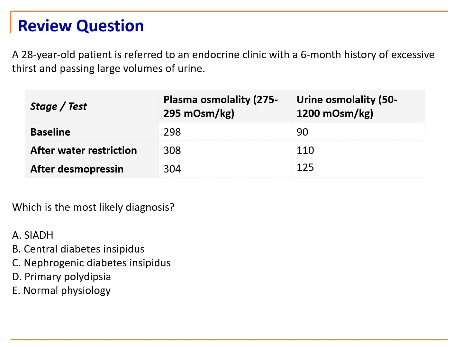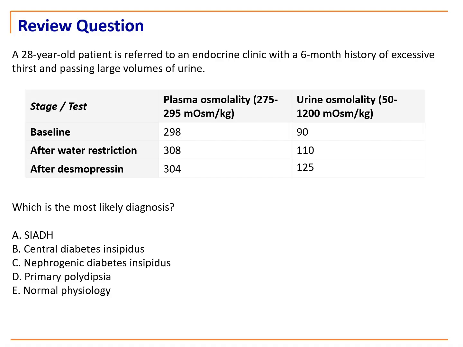So finally, this is the final little review question, giving you something to interpret. So covering the whole of this session, SIADH, normal physiology, and diabetes insipidus, I'd like you to read the review question, look at the results, interpret the results, and tell me what you think the most likely diagnosis is. So please press pause. So a 28-year-old patient is referred to an endocrine clinic with a 6-month history of excessive thirst and passing large volumes of urine. So first of all, we're going to have a look at the baseline values.